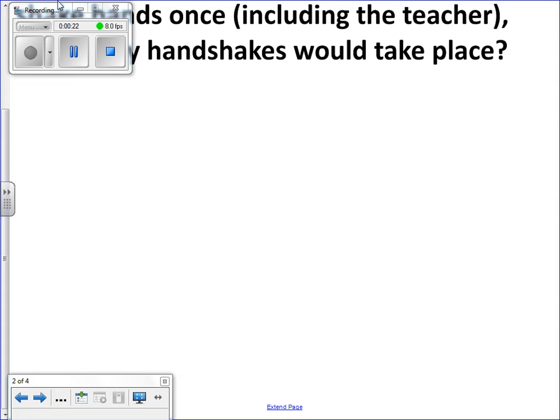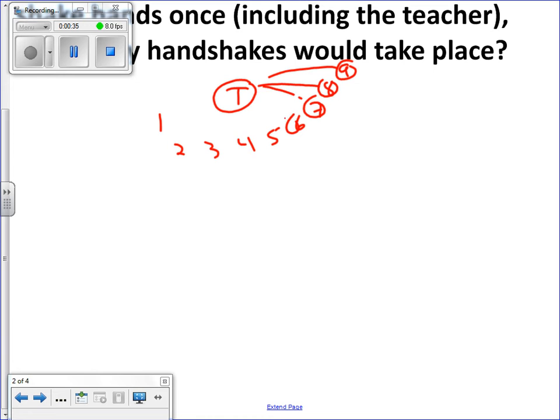Okay, so we have the teacher who's going to shake hands with each of her 9 students. 1, 2, 3, 4, 5, 6, 7, 8, and 9. Alright, so we have a total of 9 handshakes going on there. And then the teacher has already shaken hands with student number 1, so I'm going to do student number 1 next.